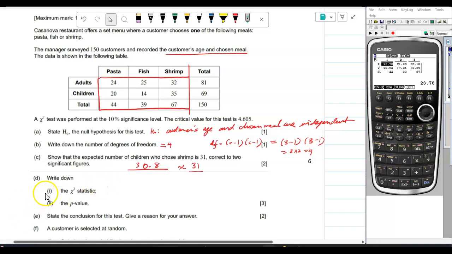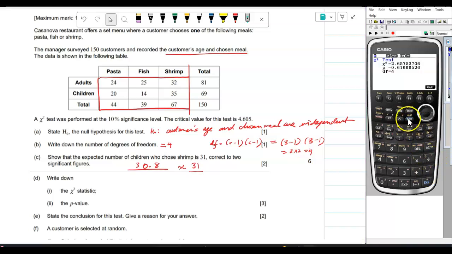Okay. Then write down the chi-square that we already have. Chi-square, you go to execute. 2.66, yes, three significant figures. P value 0.617. State the conclusions. Now you compare your P with SL.